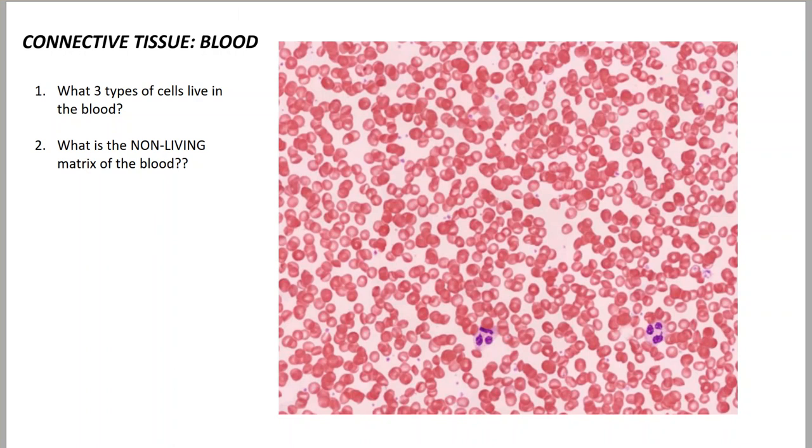And then what other kind of cells live in your blood? What type or category of cell increases when you have an infection or allergies or are fighting off a virus or cancer? Think about that. And then think about the type of site that clots your blood if you cut yourself.